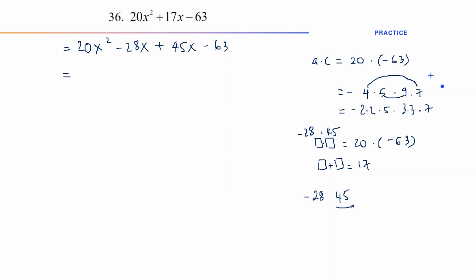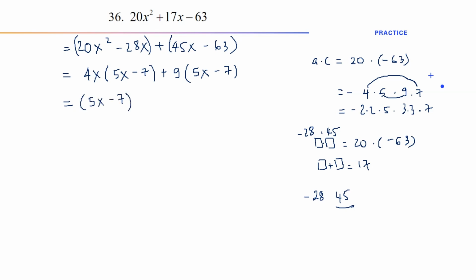Alright, so I group the first two and the last two. So 20x squared and 28x, in common is 4x. So 4x left with 5x minus 7. The second group, I take out the 9 and I am left with 5x minus 7. Now what is in common? 5x minus 7 times 4x plus 9.